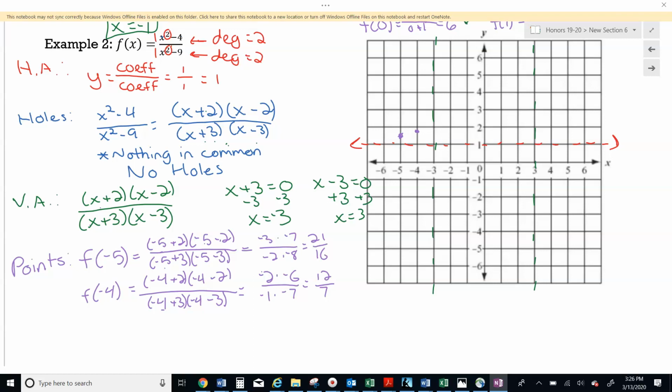Let's do negative 1. Why not? Or negative 2. I'm just kind of going down the line of my points here. Negative 2 plus 2, negative 2 plus 3, negative 2 minus 3. 0 times negative 4 over 1 times negative 5. And that's going to be 0. That's easy enough. Anytime there's a 0 in it. So at negative 2, I mean 0.